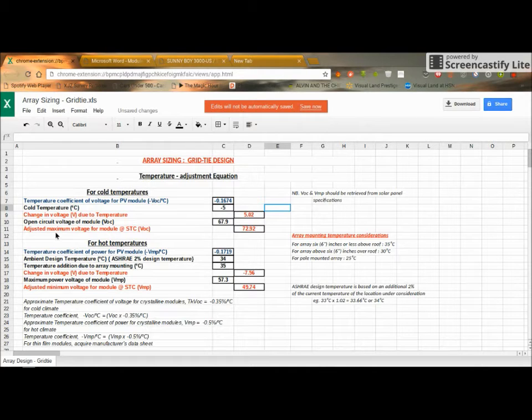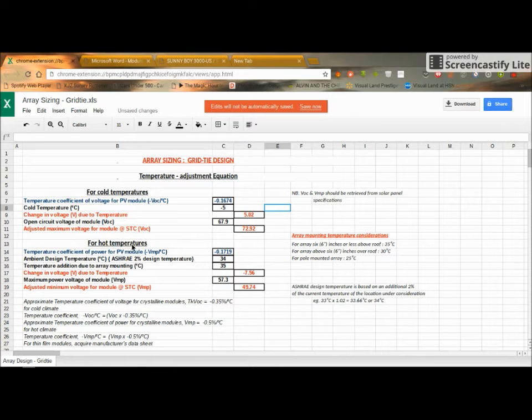So our adjusted maximum voltage for the module at standard temperature for open circuit would be 72.92. So you notice a jump from 67 to 72.9. And mark you, as I said, there is no load being drawn. This is just raw sunlight hitting the panel, and it is pushing out that voltage.